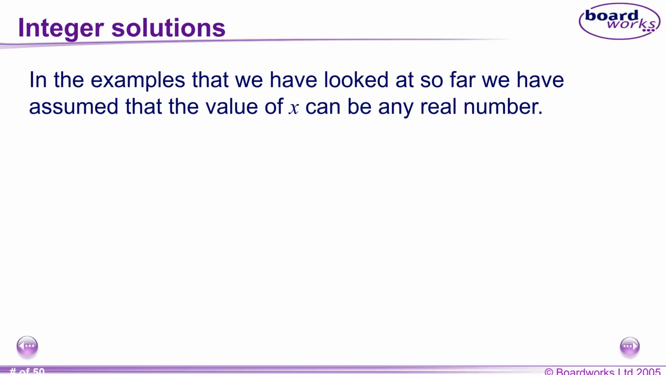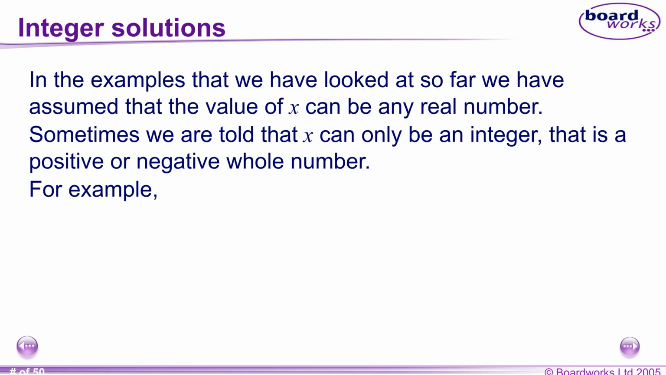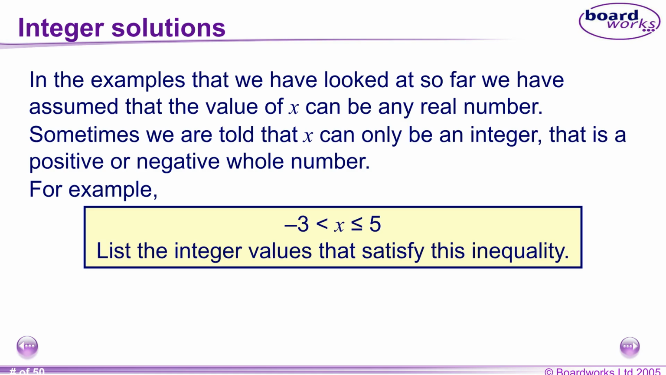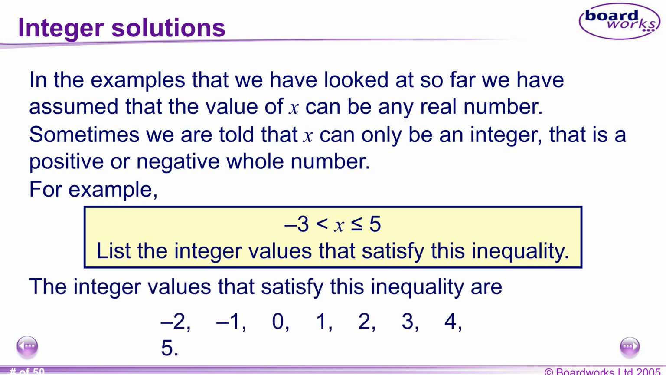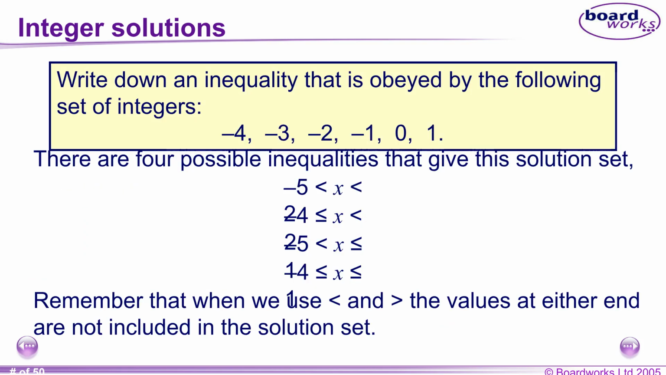For integer solutions, x can only be a positive or negative whole number. For the inequality -3 is less than x, which is less than or equal to 5, the integer values that satisfy this are -2, -1, 0, 1, 2, 3, 4, and 5. To find an inequality for the integer set -4, -3, -2, -1, 0, 1, there are 4 possible inequalities. These range from -5 is less than x, which is less than 2, to -4 is less than or equal to x, which is less than or equal to 1. Remember that less than or greater than signs mean the end values are not included.